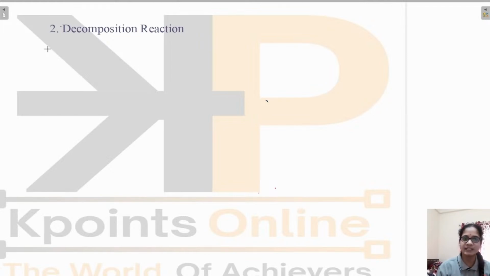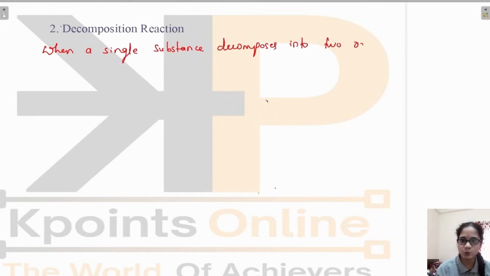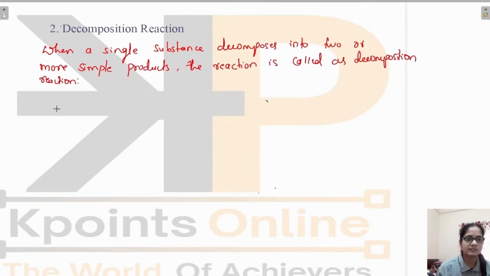Okay, then we call it a decomposition reaction. When a single substance decomposes into two or more simple products or simple substances, the reaction is called a decomposition reaction. I can represent it as a single reactant decomposing to form two or more simple products. Okay, let us see the examples.